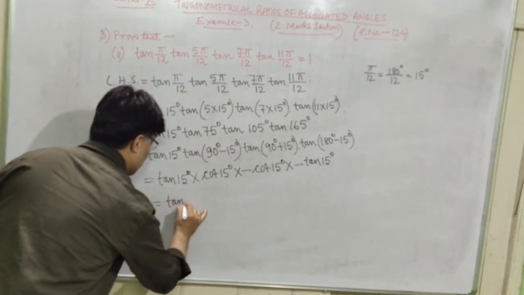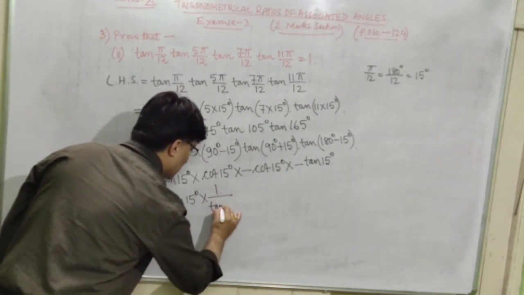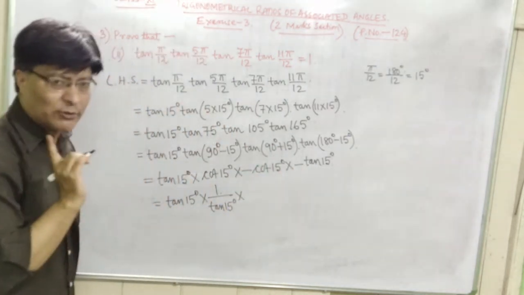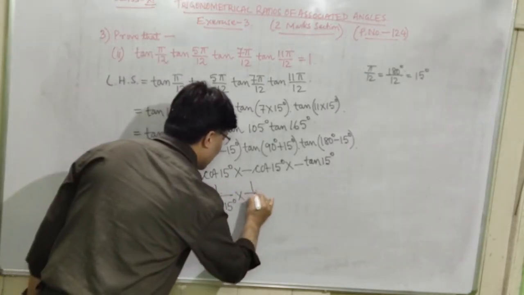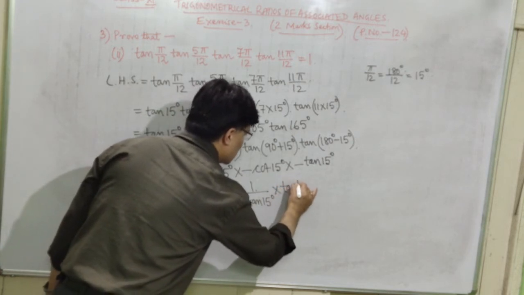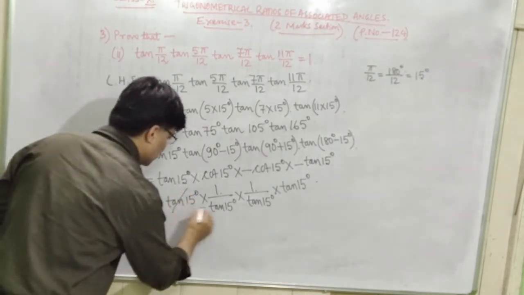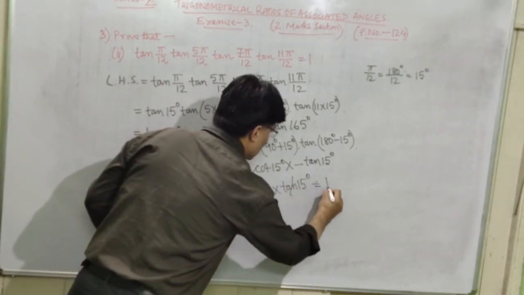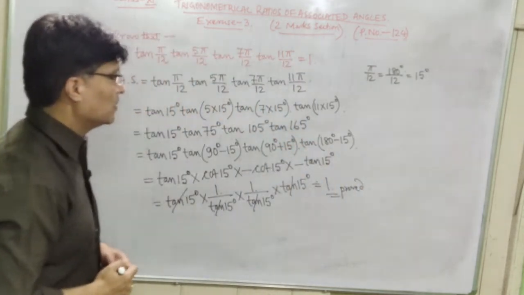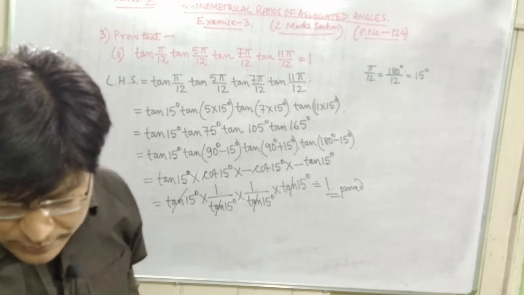So this is equal to tan 15 degree into what is cot 15? You know that it is 1 upon tan 15 degree, into minus into minus is plus. You don't have to write down plus sign. What is cot 15 again? It is 1 upon tan 15, into this is also tan 15 degree. So you can cancel it. So which is equal to 1. So 1 proved. So I think you have understood it. So you can copy it. Now we will do the next question now.